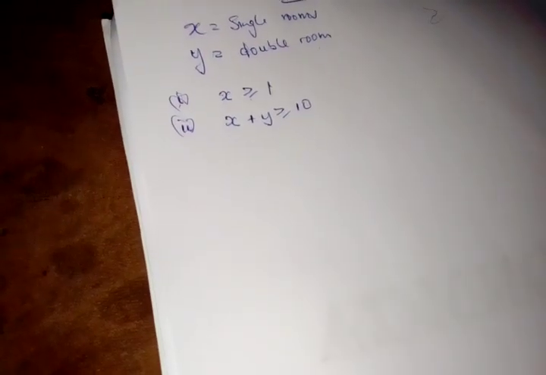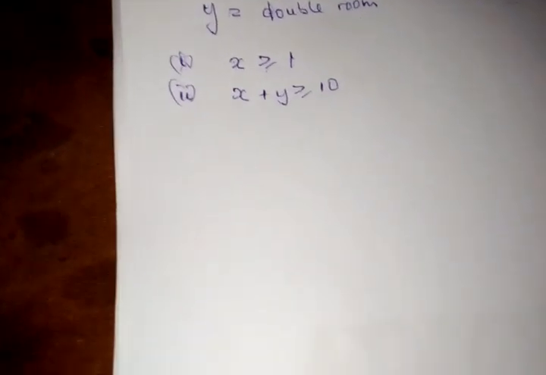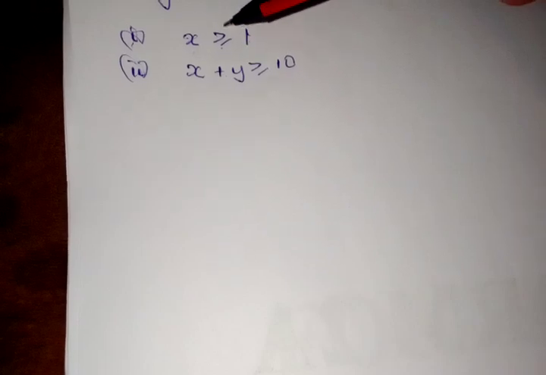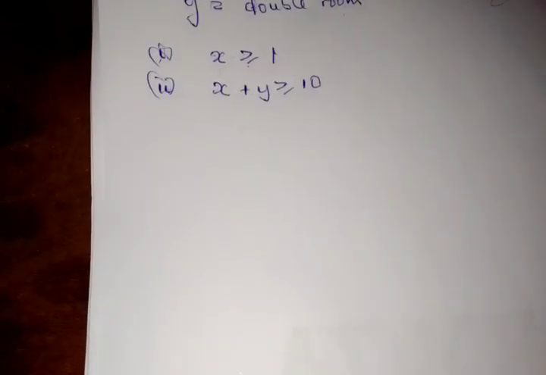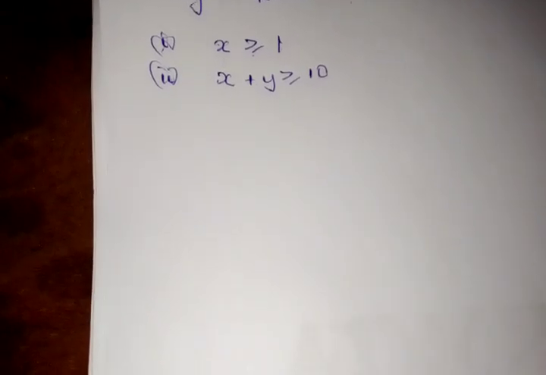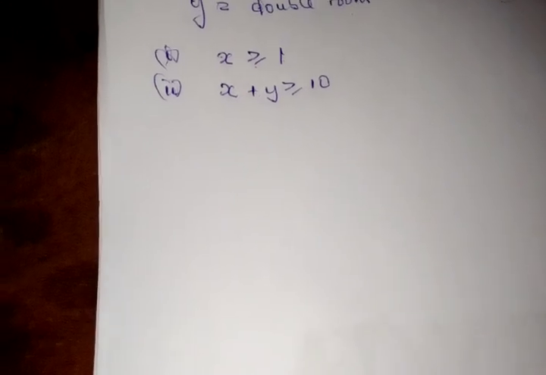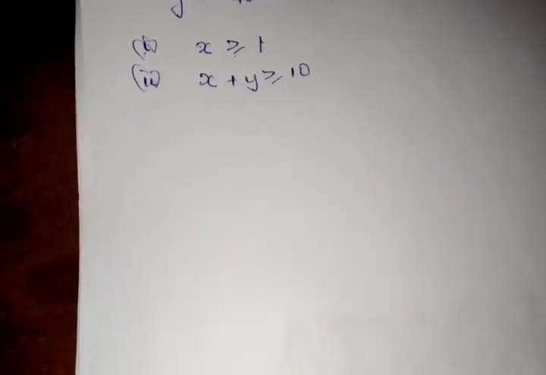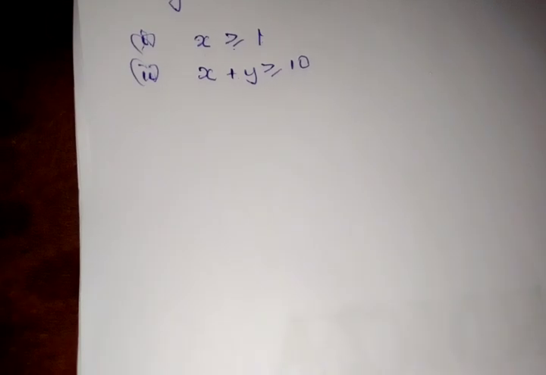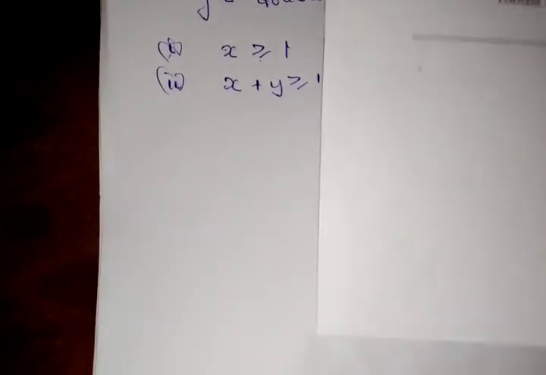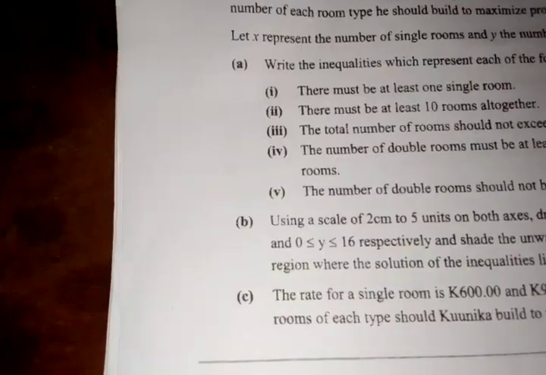Yeah. So, once you see at least, that is the symbol that you should use to represent at least or not less than. Yeah, at least simply means not less than. So it can just be equal or more, but not less than. Okay, let's go to the third inequality.